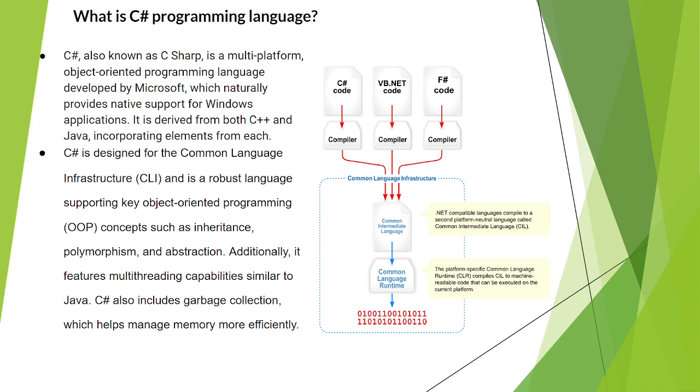On the right side, you can see in the picture C Sharp code, VB.NET code, and F Sharp code. All these are compiled by the Common Language Infrastructure, which is basically used to convert the code to machine-readable code that can be executed on the current platform. So whatever code you're writing is compiled through the Common Language Infrastructure, and then the Common Language Runtime. So you can see it is converted into 010011 format.